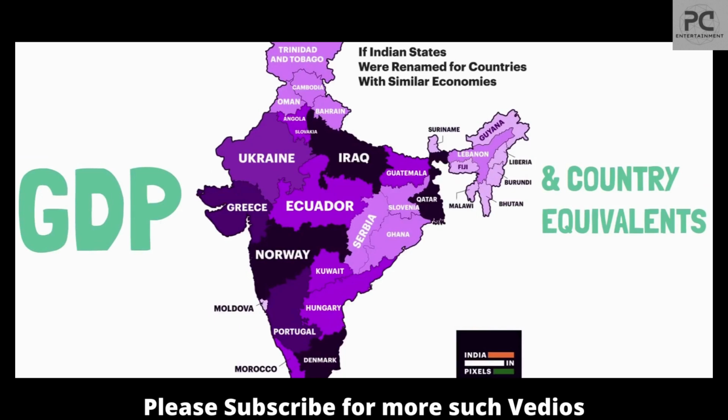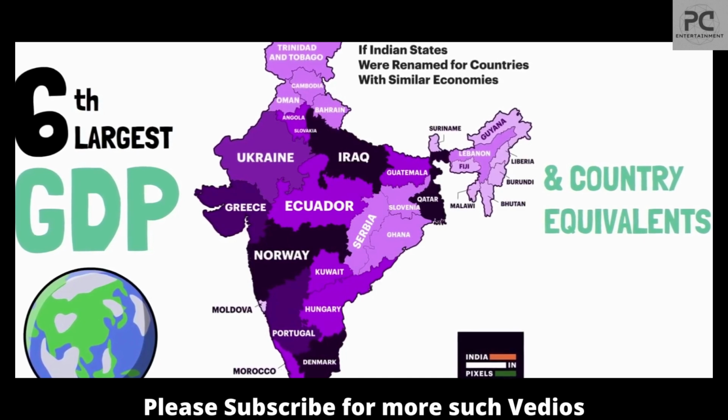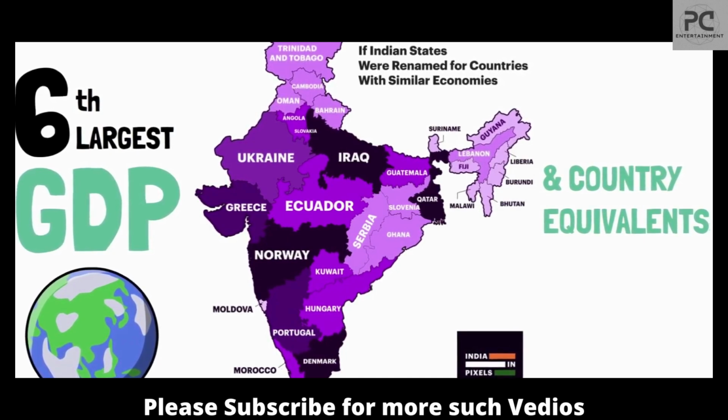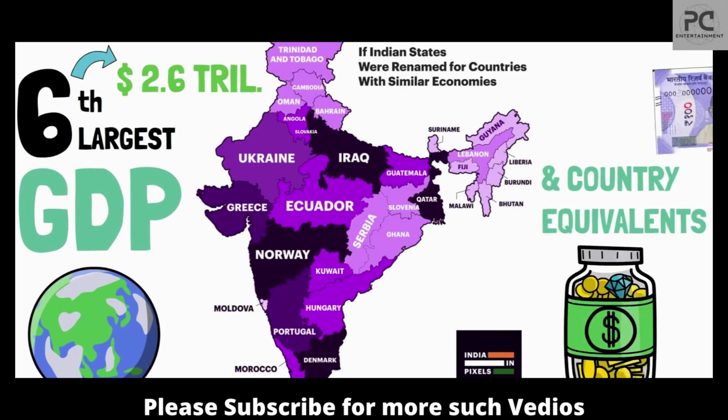India ranks number 6 in the largest economies in the world, only behind the UK, Germany, Japan, China, and the United States. And it's ahead of countries like France, Italy, Canada, South Korea, Russia, Australia, or Brazil. Its GDP is around 2.6 trillion US dollars. This map is interesting because it allows us to do 2 things.